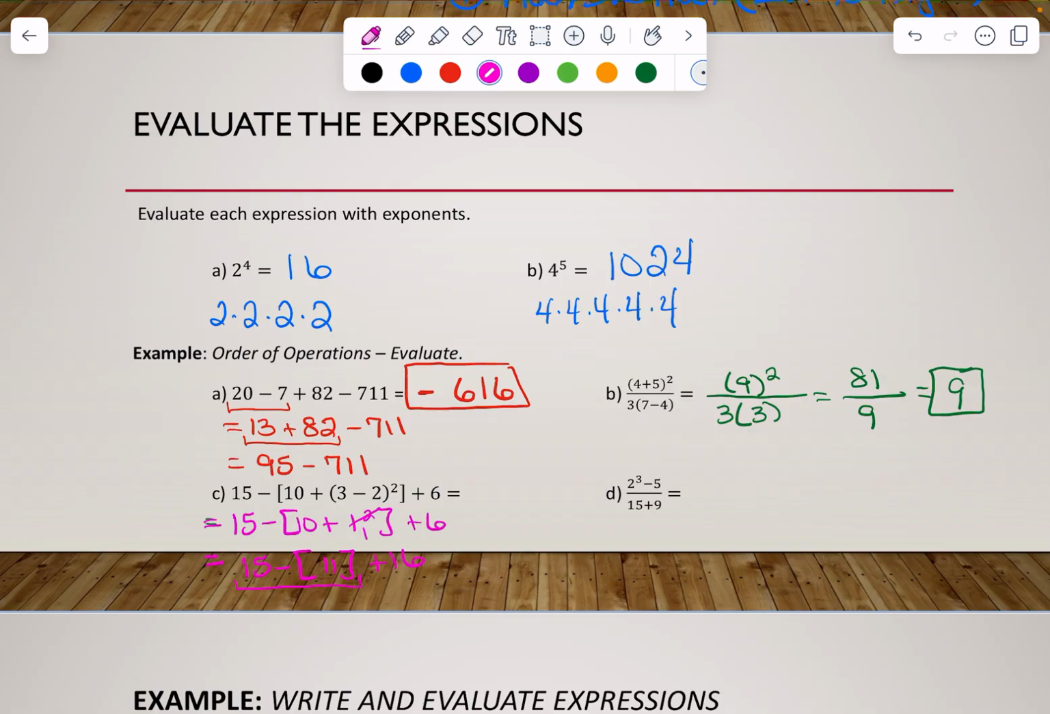Now we're just left with addition and subtraction. So we start at the left, work to the right. 15 minus 11 is 4 plus 16. That's going to give us 20.